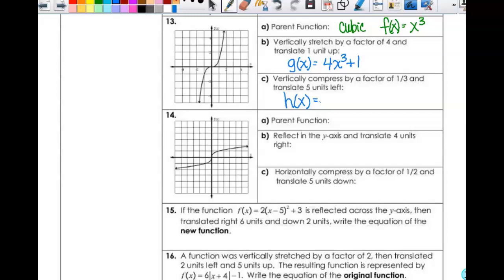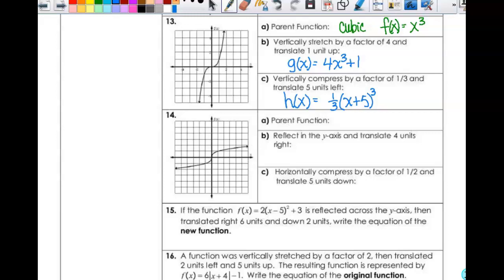Okay, so vertically compressed means we're affecting y, so it happens after the cubing. Translating it to the left happens before you cube it. So I know that this 1/3 will be on the outside. 5 units left, x plus, so it has to be x plus 5 cubed. Okay. Do we agree with that one? Any questions at all?